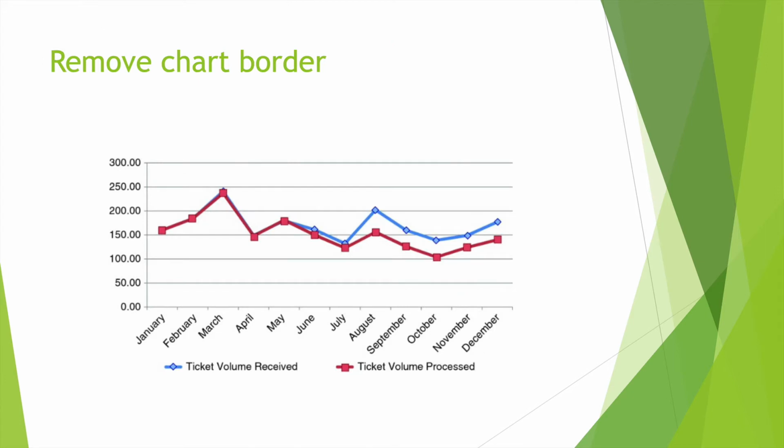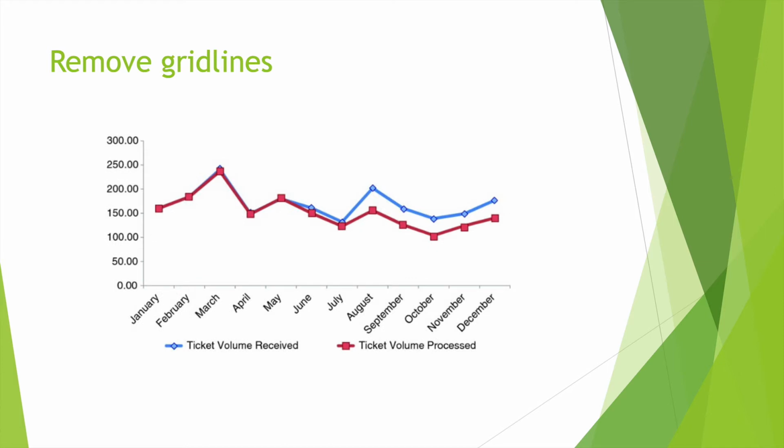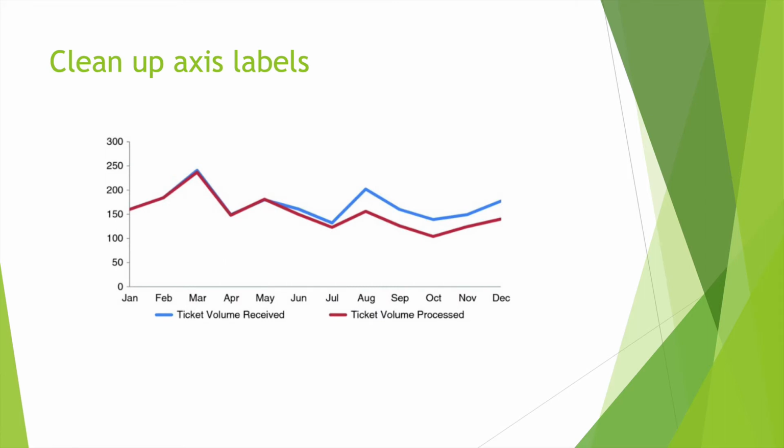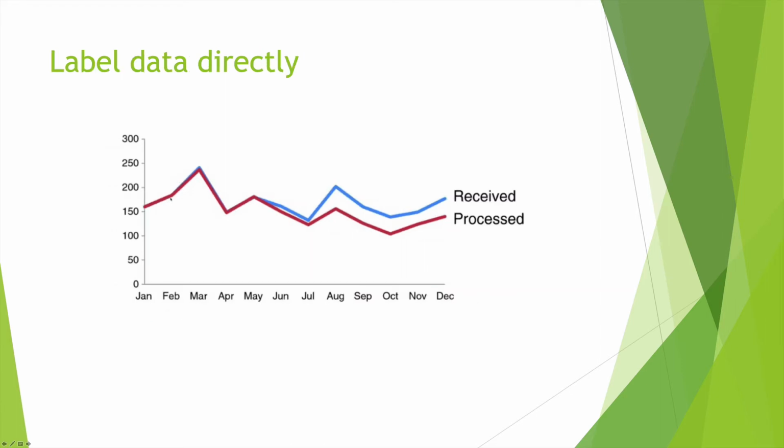Remove chart border. If it's too much, get rid of it. Remove grid lines. Identify grid lines that you need to remove. Remove data markers, positions that don't make any sense. Kind of roll through this. Clean up your axis labels, so ensure that it looks consistent. It's not too messy. Label data directly.